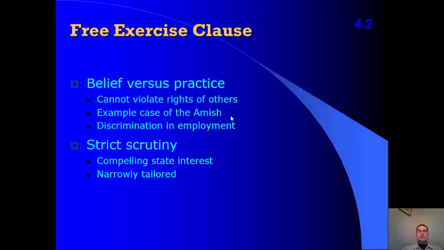And if you have any kind of law that in any way hinders the free exercise of religion, it's under strict scrutiny. So that's the standard that the court uses. The Supreme Court, when they gauge whether or not that law is constitutional or not, has to have a compelling state interest that's narrowly tailored towards whatever they're trying to do with that law.